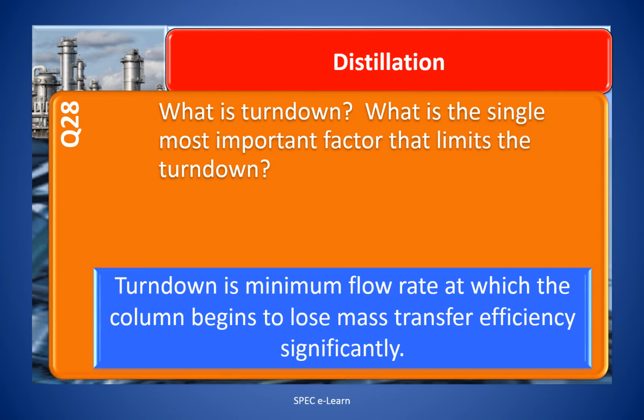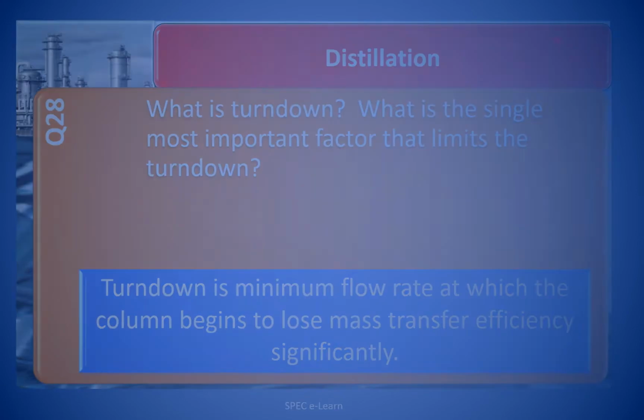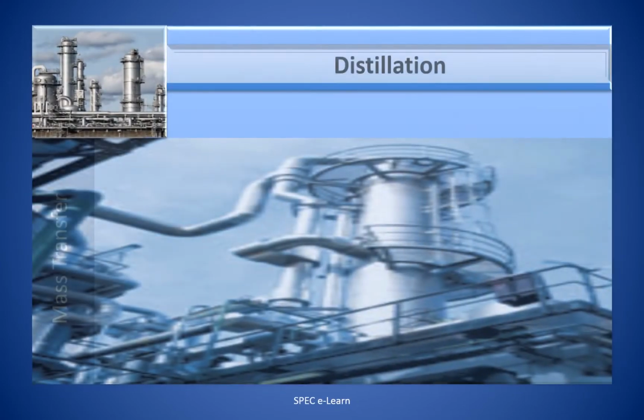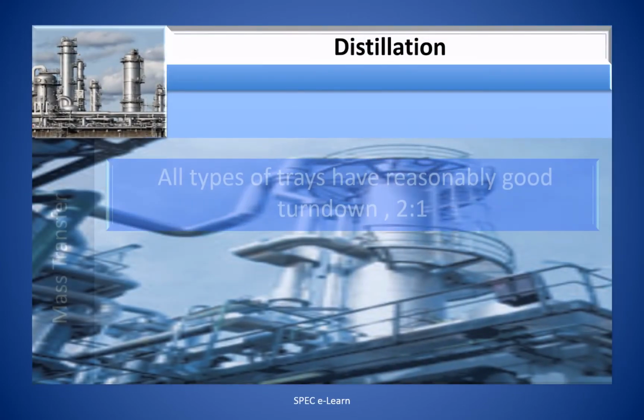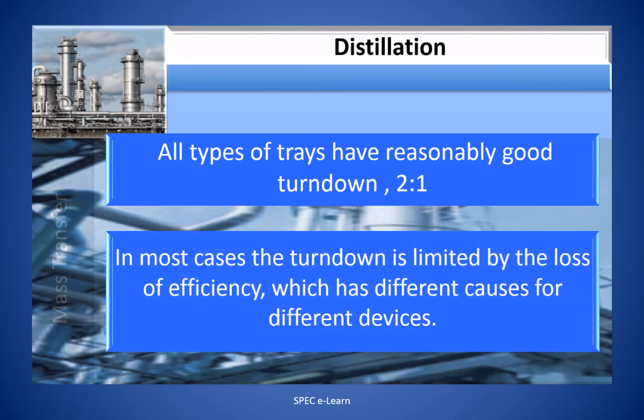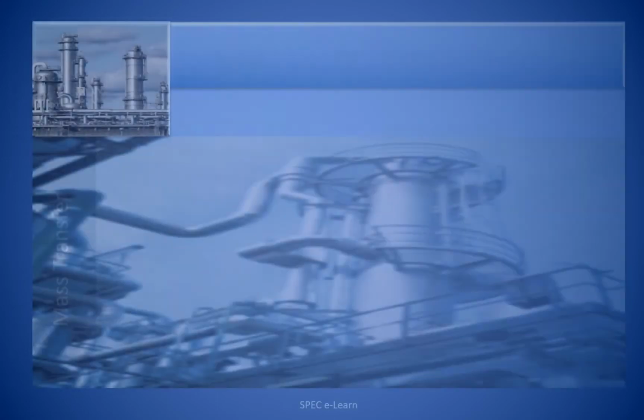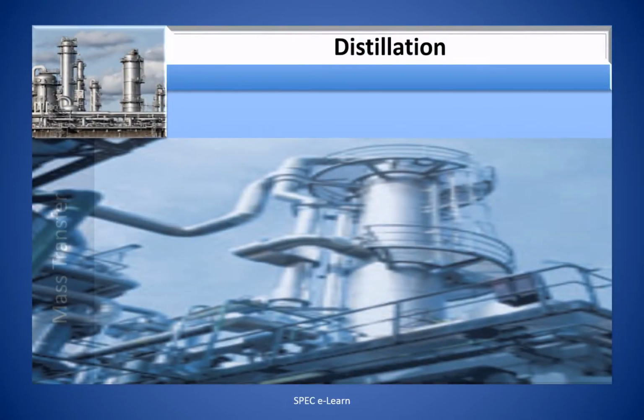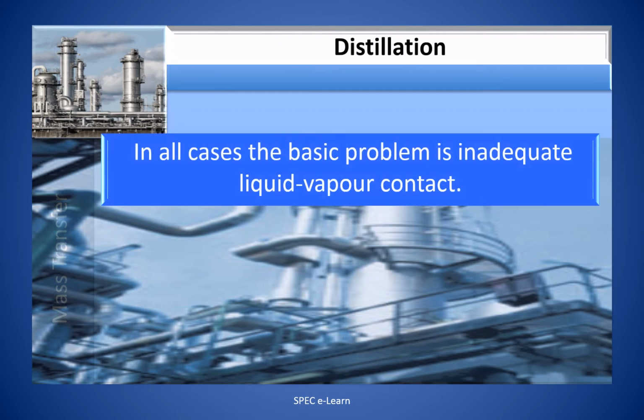Turn down is the minimum flow rate at which the column begins to lose mass transfer efficiency significantly. All types of trays have reasonably good turn down, 2:1. In most cases, the turn down is limited with the loss of efficiency, which has different causes for different devices. In all cases, the basic problem is inadequate liquid vapor contact.